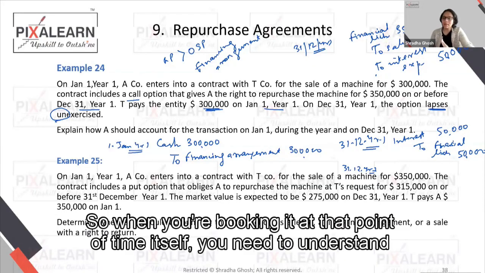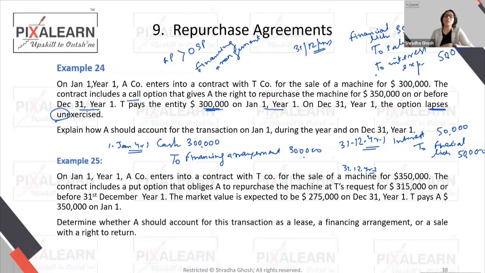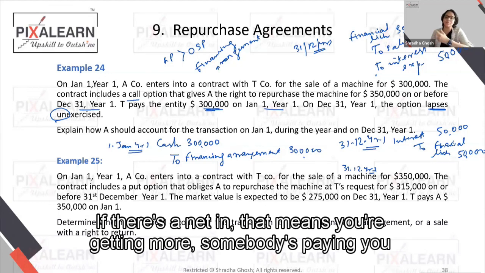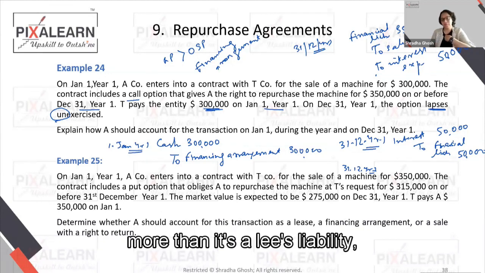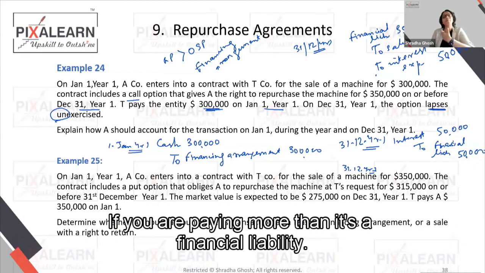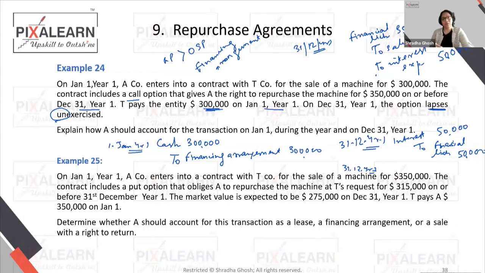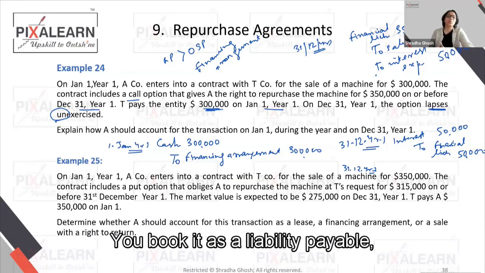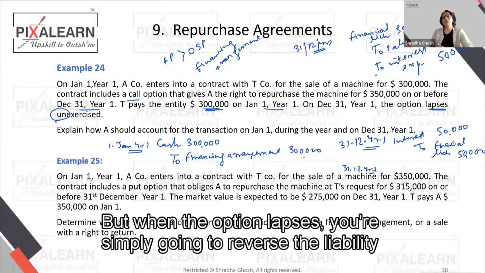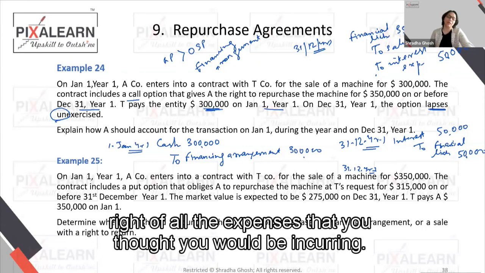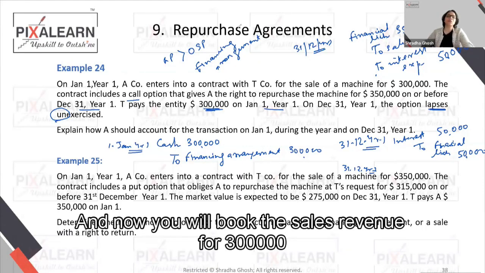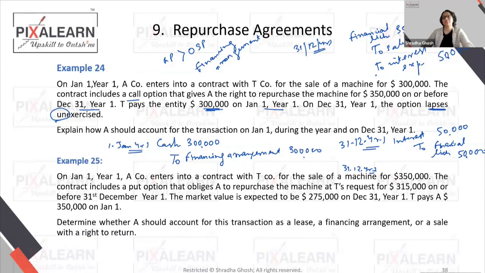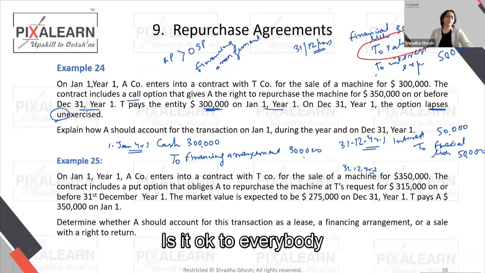So when you're booking it at that point of time itself, you need to understand whether there is a net in versus a net out. If there's a net in, that means somebody's paying you more, then it's a lease income. If you are paying more, then it's a financial liability. So in this case, when you get the money, you don't book it as a sale, you book it as a liability payable. And then you accrue the interest, but when the option lapses, you're simply going to reverse the liability, write off all the expenses that you thought you would be incurring, and now you will book the sales revenue for $300,000. Is it okay to everybody?